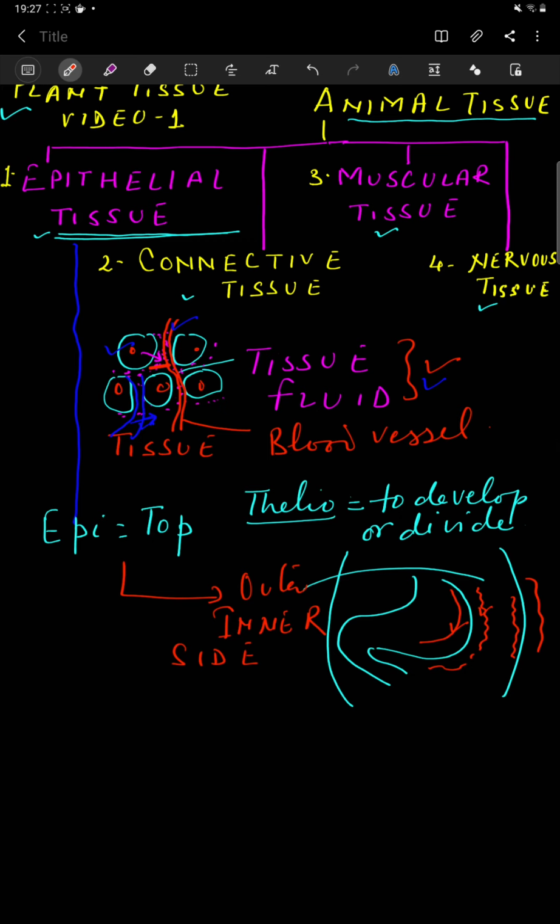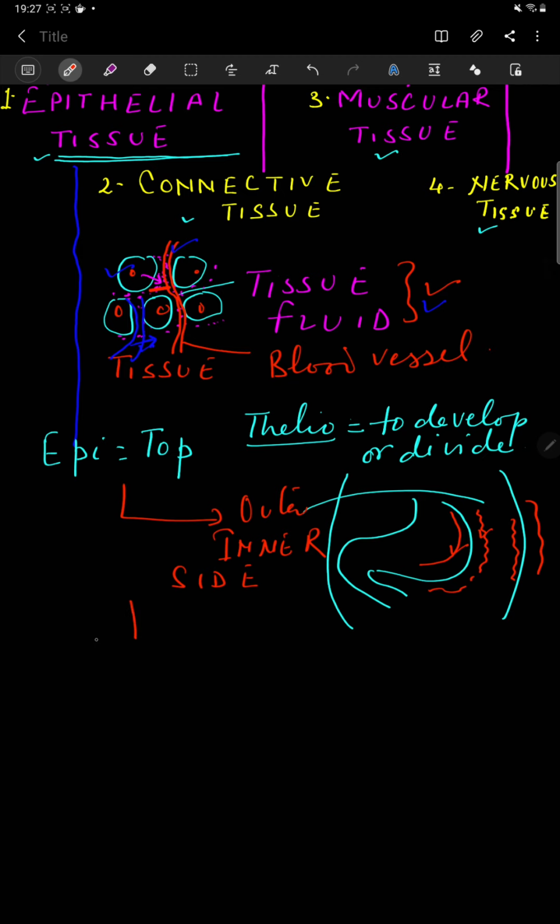After the definition, I am going to teach you how many types of epithelial tissue we have. First of all, this epithelial tissue is further divided into many types. Number one is squamous.